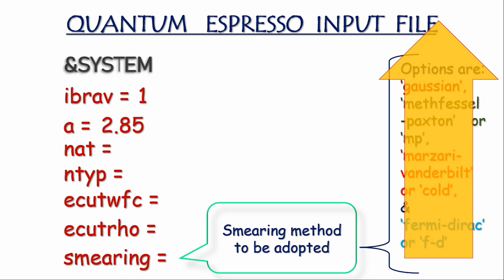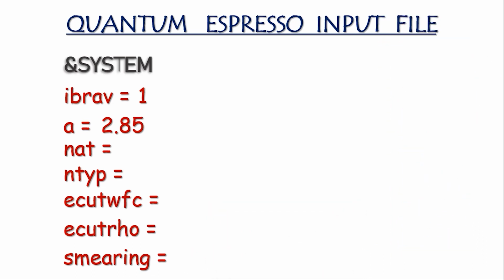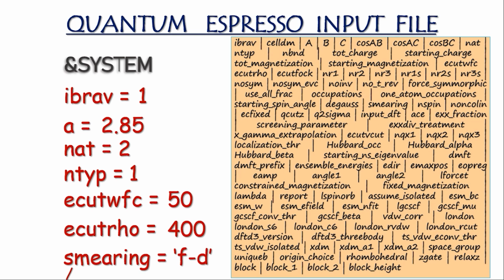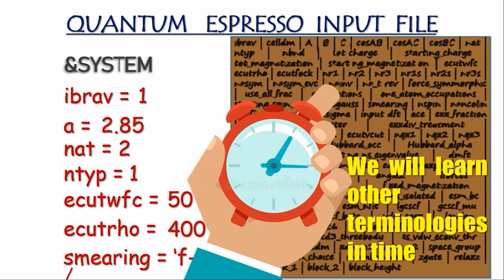Now let's fill the options, let's complete the cards to provide you a glance of how the input file looks. So we will put NAT equal to 2, NTYP equal to 1, ECUTWFC equal to 50, ECUTRHO equal to 400, that is 8 times ECUTWFC, and smearing equal to FD. Well, and finally we have to end the SYSTEM namelist with a slash. Now of course there are several other cards under this SYSTEM namelist, and this is the longest chain of options, but don't worry, the options that I have described will be enough for you at first. In time, as we move on in our next example videos and maybe in the advanced ones, we are going to learn other terminologies.